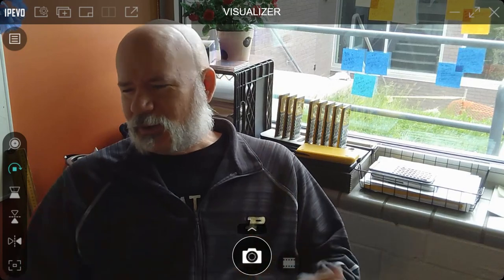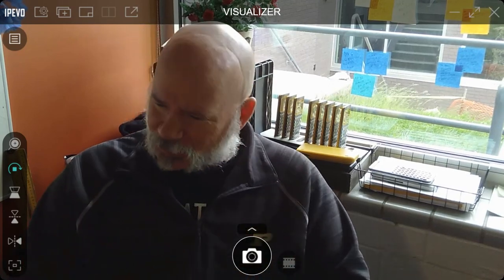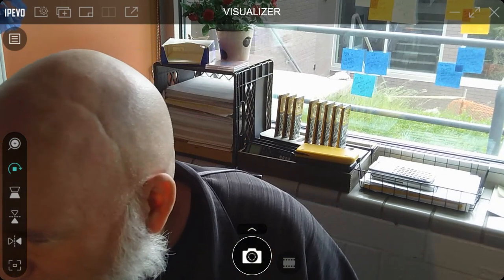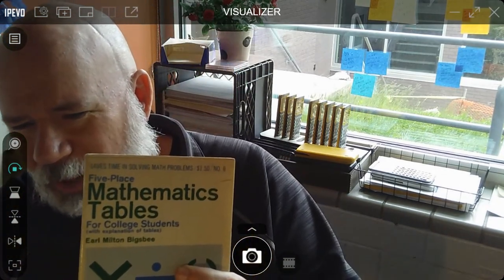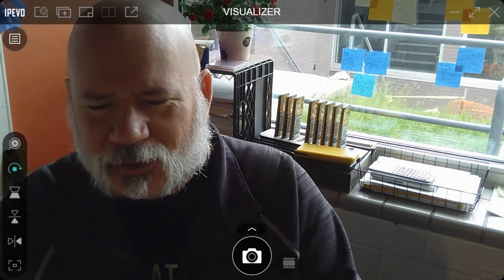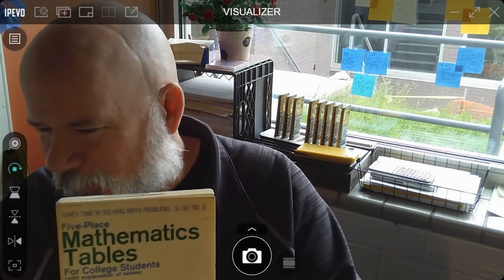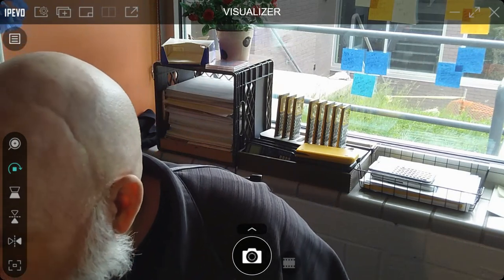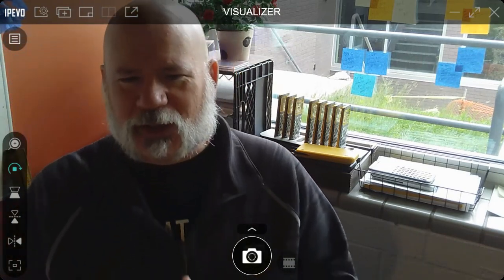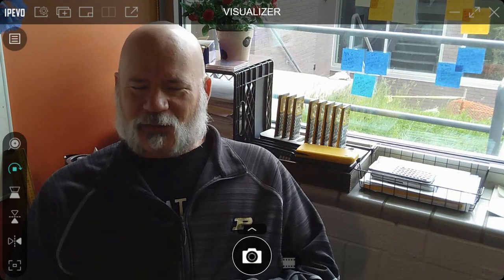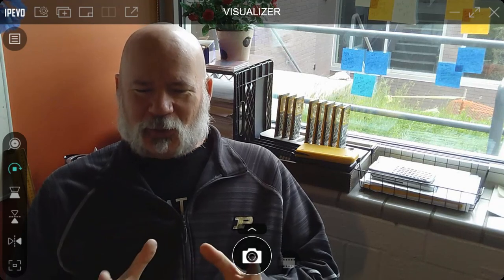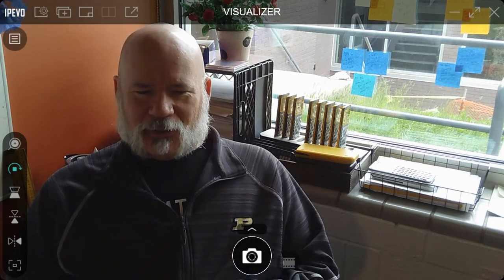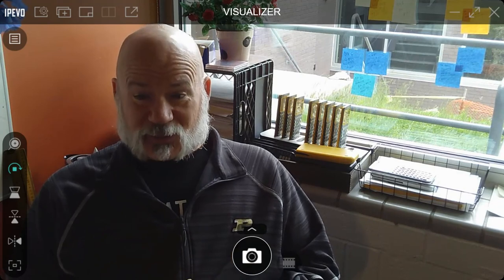So the first one I'm going to do today is, I just noticed this book sitting here. It says 5-place mathematic tables, and across the top it says saves time in solving math problems. So I was going to show you one thing today in this first video where we can save some time in solving math problems, and then the other piece is a bit of algebra with rational expressions.